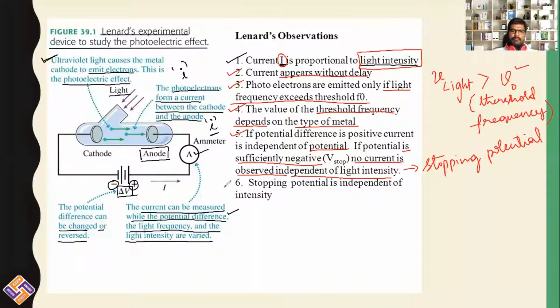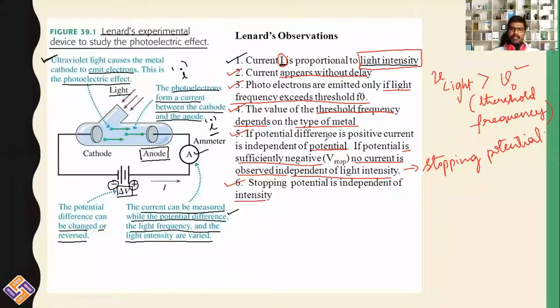That's number 5. And number 6, it is stopping potential is independent of intensity of the light. Stopping potential does not depend upon intensity of the light radiations. So these are the 6 observations which Lenard has observed.